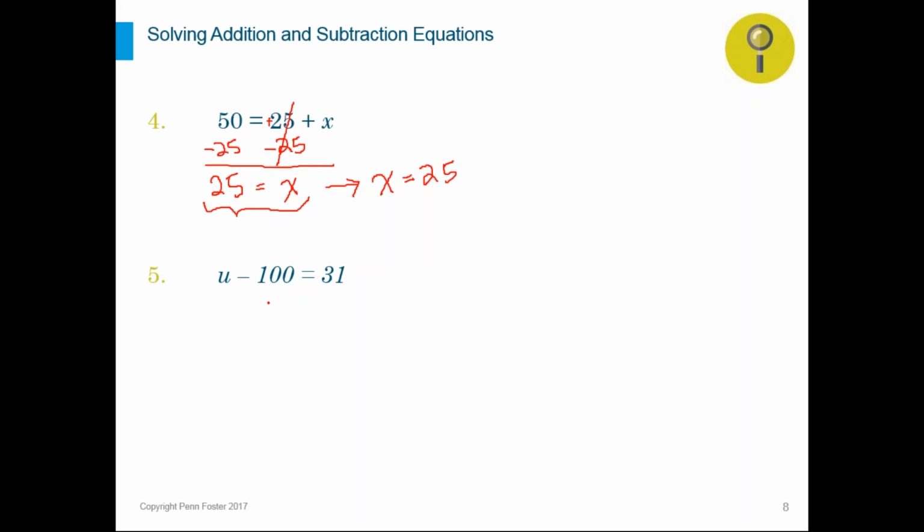Last equation that we have: u minus 100 equals 31. Well, the 100 was subtracted from the u, so reverse that: add 100 and add 100. Then that will become a 0. U by itself equals 31 plus 100, which is 131, and that would be your final answer.